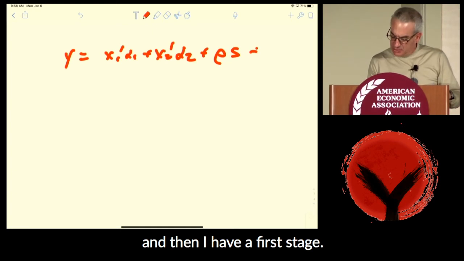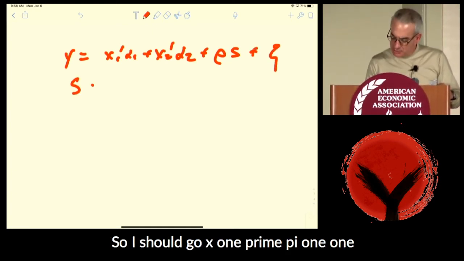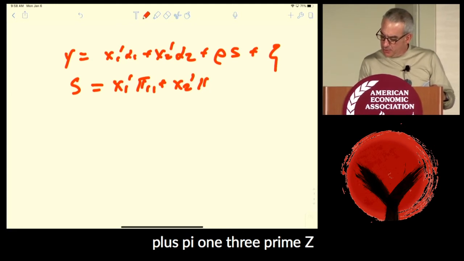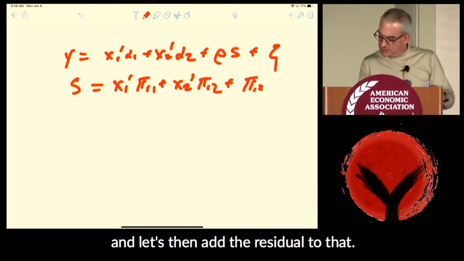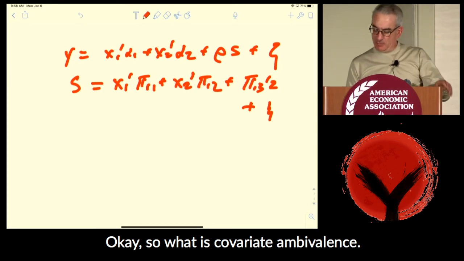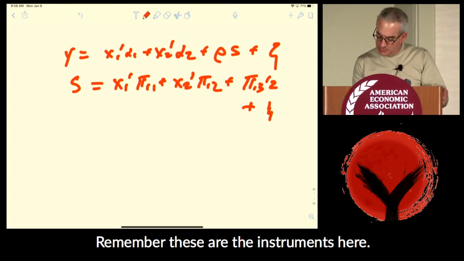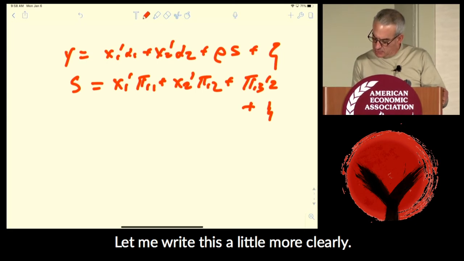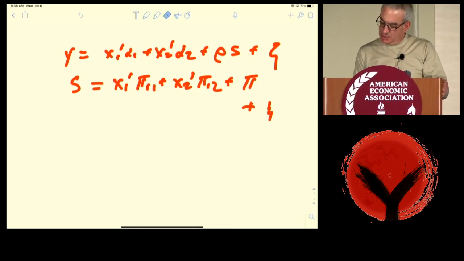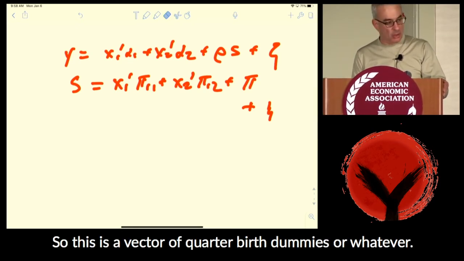and then I have a first stage. And the first stage should be parallel. So I should go x1 prime pi 1 1 plus x2 prime pi 1 2 plus pi 1 3 prime z, and let's then add a residual to that. Let's call it c. Okay, so what is covariate ambivalence? Remember, these are the instruments here. Let me write this a little more clearly. These are the instruments here, pi 1 3 prime z. So this is a vector of quarter of birth dummies or whatever.